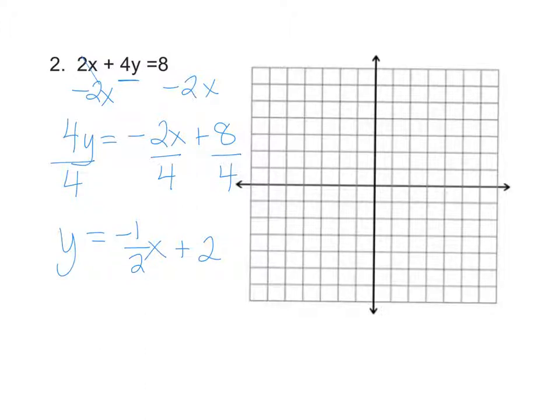Now we can say what the slope is. What's the slope? Negative 1/2. What's the y-intercept? 2. And we can graph it. Go to 2 on the y-axis. Oops, I'm a little off there. And then down 1 to the right 2 for negative 1/2. And we end up with this line. Sorry, my hand slipped there, but you get the idea.